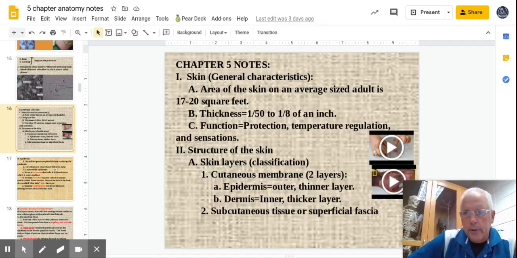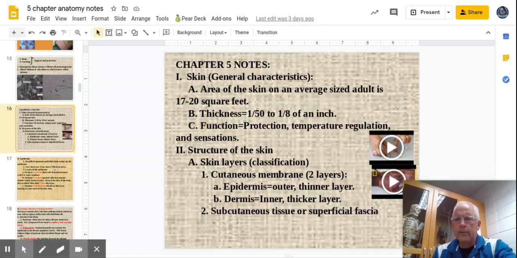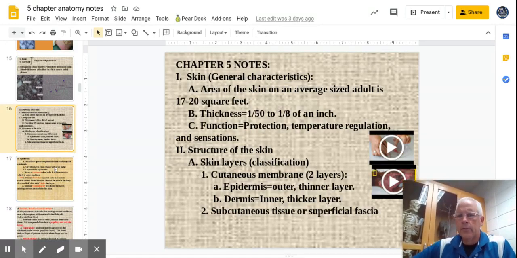Let's talk about skin real quick. So let's kind of wrap things up. So skin, the area of skin in an average size adult is about 17 square feet, which is kind of crazy. If you would take all your skin, it sounds kind of gross, but you take all your skin and lay it out on the floor, you'd have 17 to 20 square feet.